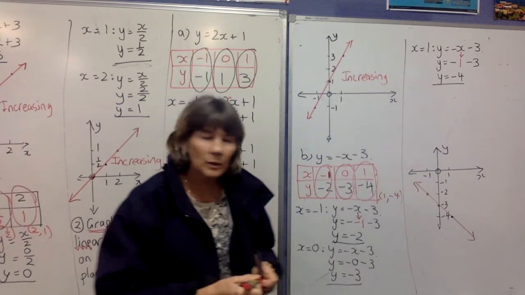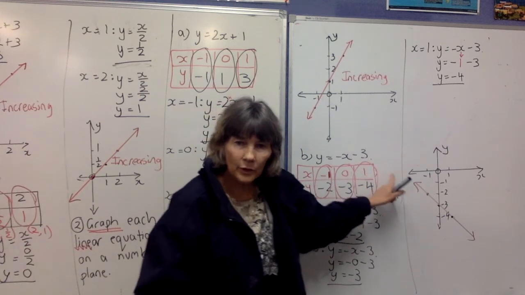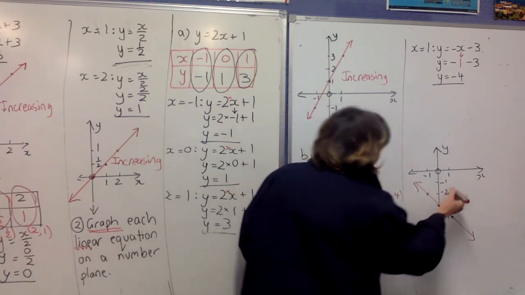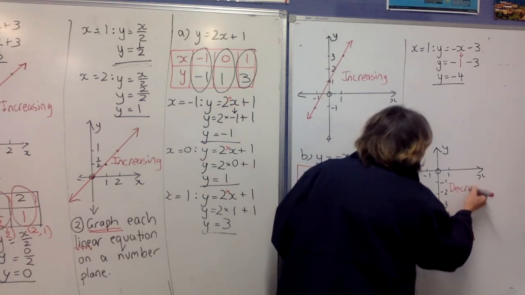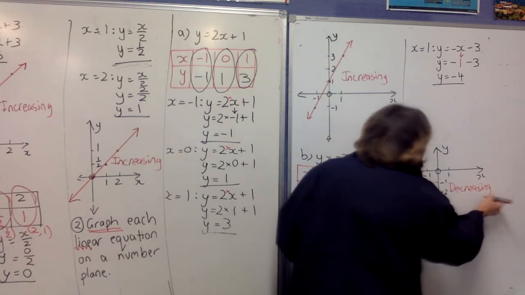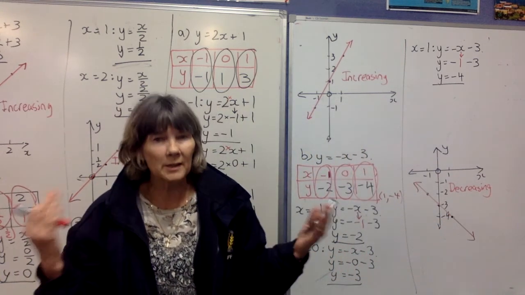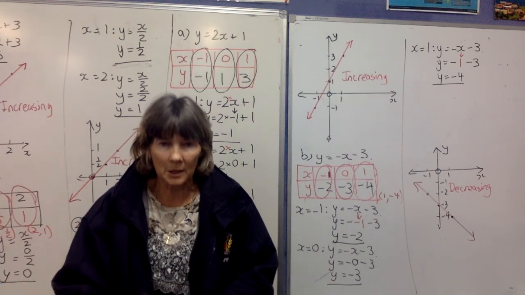All right, now let's look at this one. As you look at it from left to right, what's it doing? It's going down. That one is a decreasing graph. So in the next video, we're going to come back and I'll just write the notes down on that, but you can see for yourself what increasing and decreasing means.